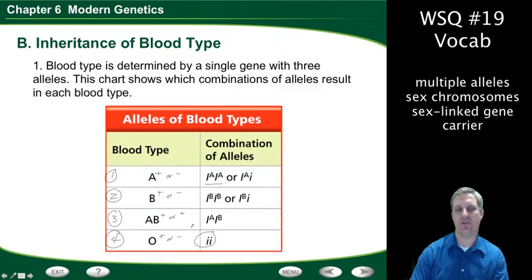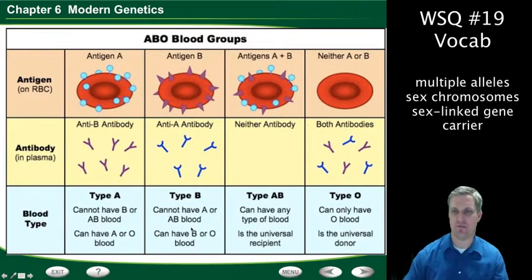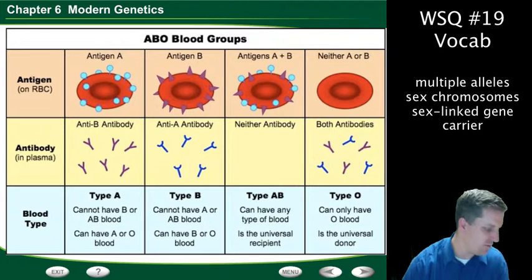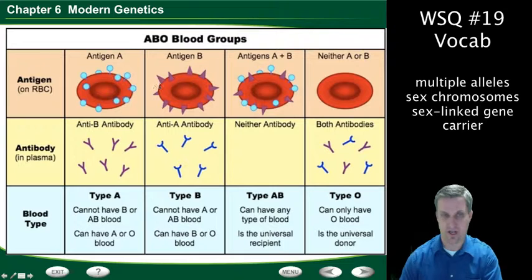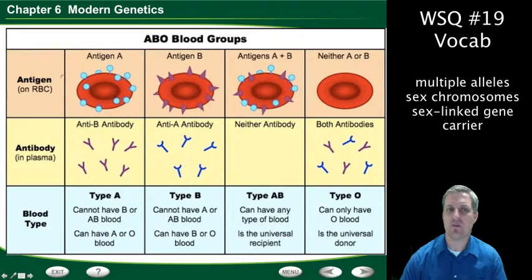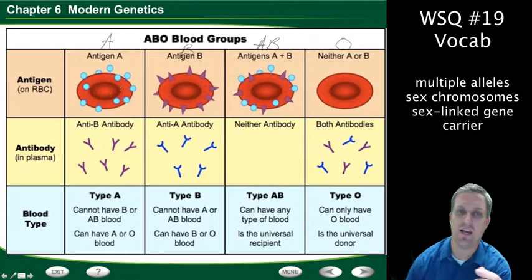Now, let me show you just the blood groups and explain for a second what's going on here, because this will be really important in the spring, especially when we talk more about the human body. So basically, here's type A, here's type B, here's type AB, and here's type O. So here's what happens in blood typing.